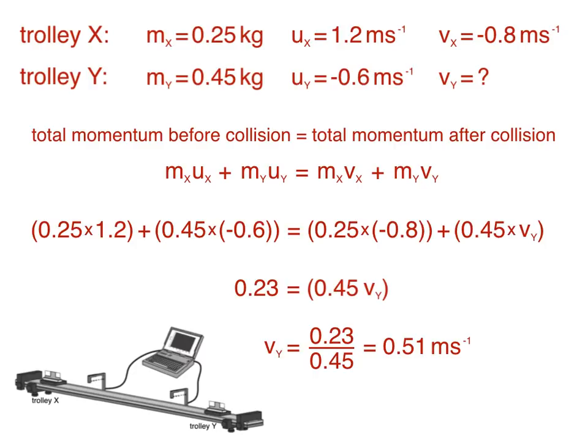Notice that this number is positive. So using our sign convention, it must be 0.51 meters per second to the right.